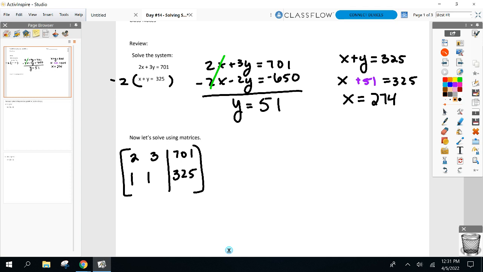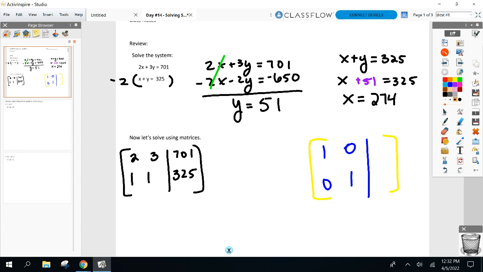Here's your goal. Here's where I need your help today. Make that matrix look like this: 1, 0 in the first column, 0, 1 in the second column, and then over here should be our answers at the end. All right? Here's why I need it to look like this and nothing else.